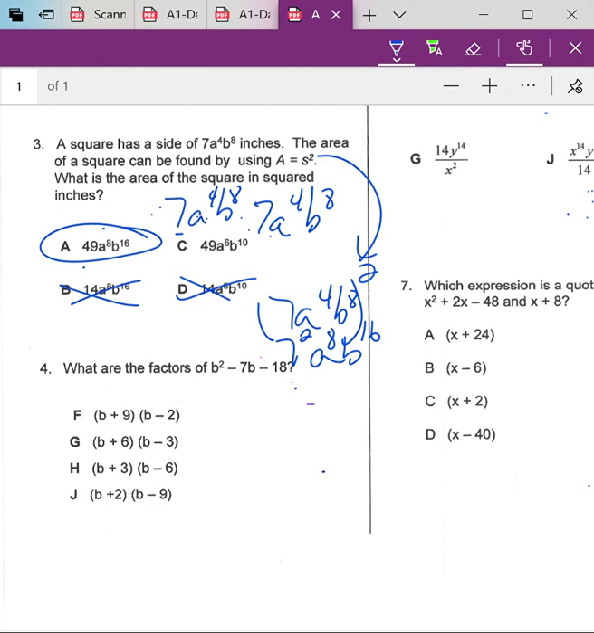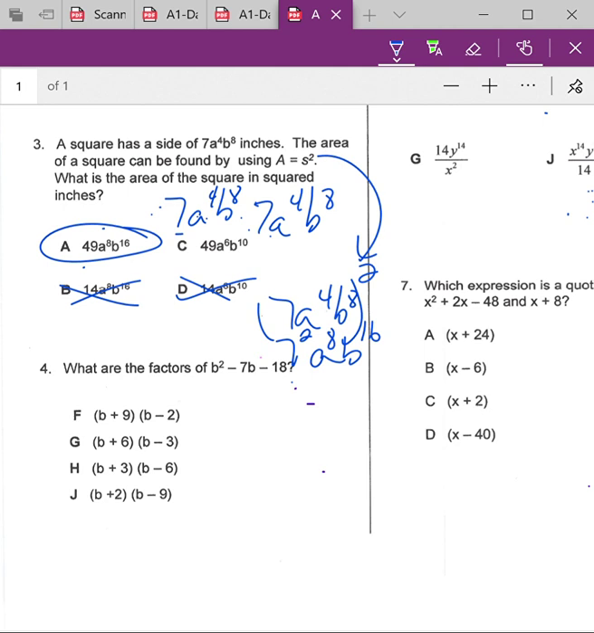On number 4, if I want to use a calculator, I would open a new graph. Do not plug in a b. You put x instead of b. So b squared, so x squared minus 7b, so minus 7x minus 18. Then you would graph it. Again, I want to graph all the answer choices and see which one graphs on top. I believe the answer is J, so let's hit tab and plug that in.